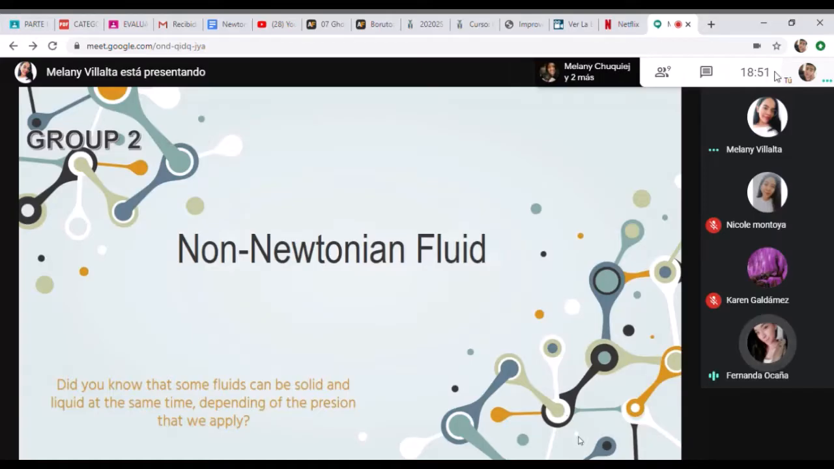Did you know that some fluids can be solid and liquid at the same time depending on the pressure that we apply? A non-Newtonian fluid is a fluid that does not follow Newton's law of viscosity. In a non-Newtonian fluid, viscosity can change when under force to become either more liquid or more solid. Some non-Newtonian fluids with independent viscosity, however, still exhibit normal stress differences or other non-Newtonian behavior.